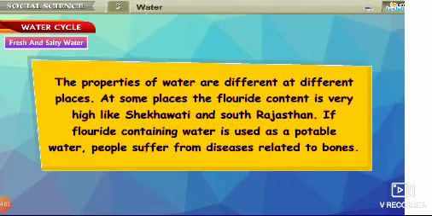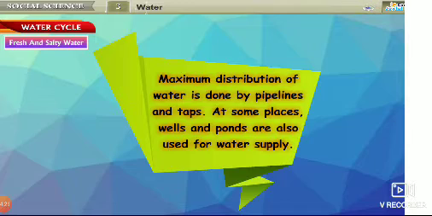The properties of water are different at different places. At some places, the fluoride content is very high, like Shekhawati and South Rajasthan. If fluoride-containing water is used as a potable water, people suffer from diseases related to bones. Maximum distribution of water is done by pipelines and taps. At some places, wells and ponds are also used for water supply.